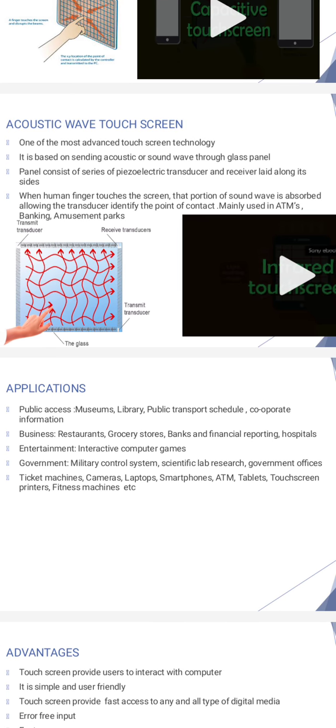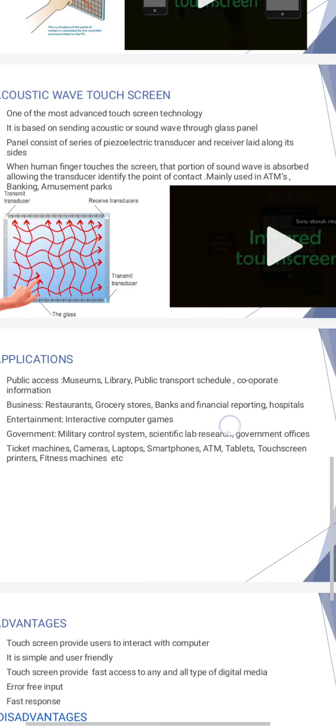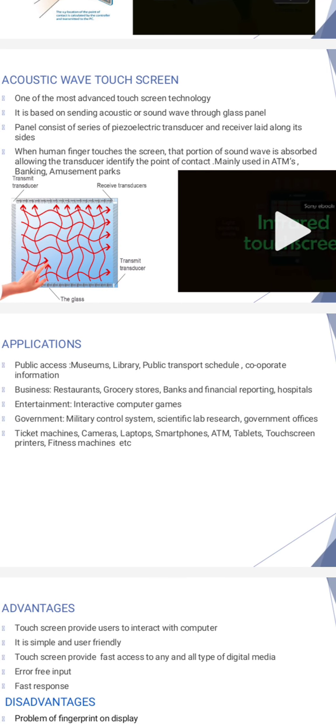Acoustic wave touchscreen is another type. It is the most advanced touchscreen technology. Acoustic wave touchscreen is based on sending acoustic or sound waves. As the name acoustic means sound wave, which is passed through the glass panel. The panel consists of a series of piezoelectric transducers and receivers laid along its sides.